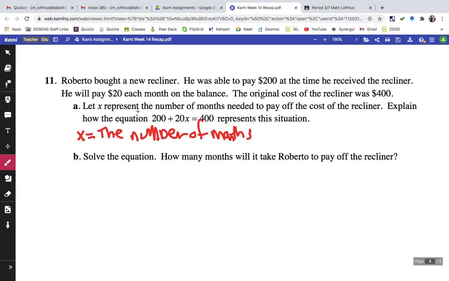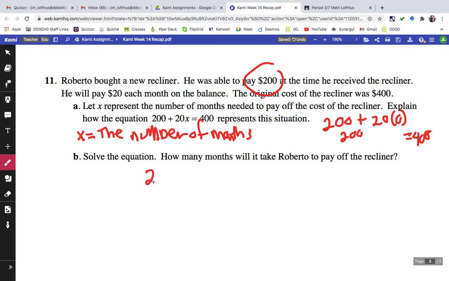Okay, so after 0 months, he has paid the $200, because 200 plus 20 times 0 is equal to 200. So he needs to get that up to 400. So we have to figure out, well, how many months, how many sets of 20 do we need to get up to 400?